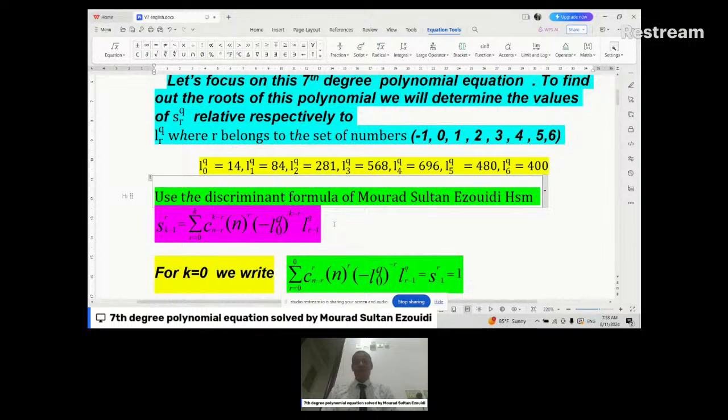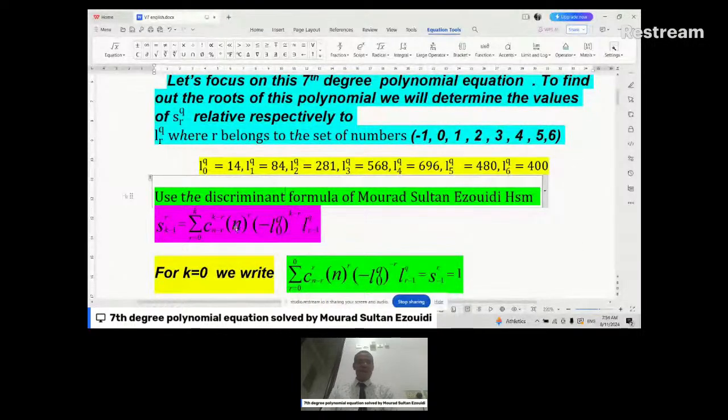It means, according to me, I'm going to give you a slight idea how you can solve this 7th degree polynomial equation, and how you can get the exact roots with no error estimation, with no approximation method. Here with me, you will learn something new. Here with me, you will learn that you will never find another formula like the one your mathematics teacher, the Tunisian Mourad Sultan Ezouidi, has made, okay?